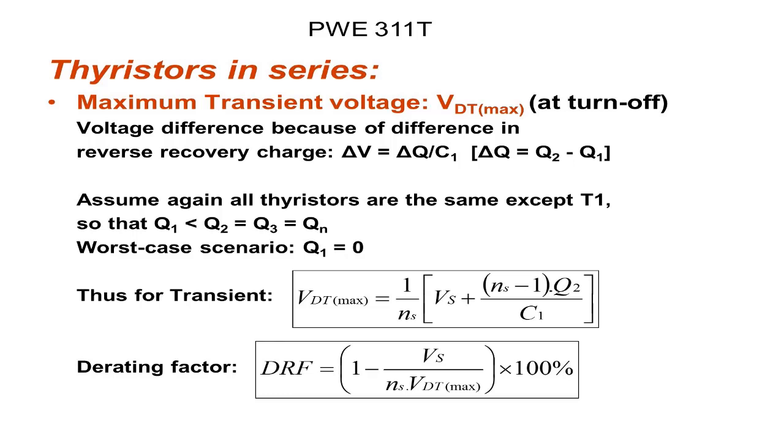So for transient, we can easily write that VDT of the transistor maximum is 1 over Ns into Vs plus (Ns minus 1) by Q2 over C1. And we can also have the derating factor as 1 minus Vs over Ns VDT maximum.